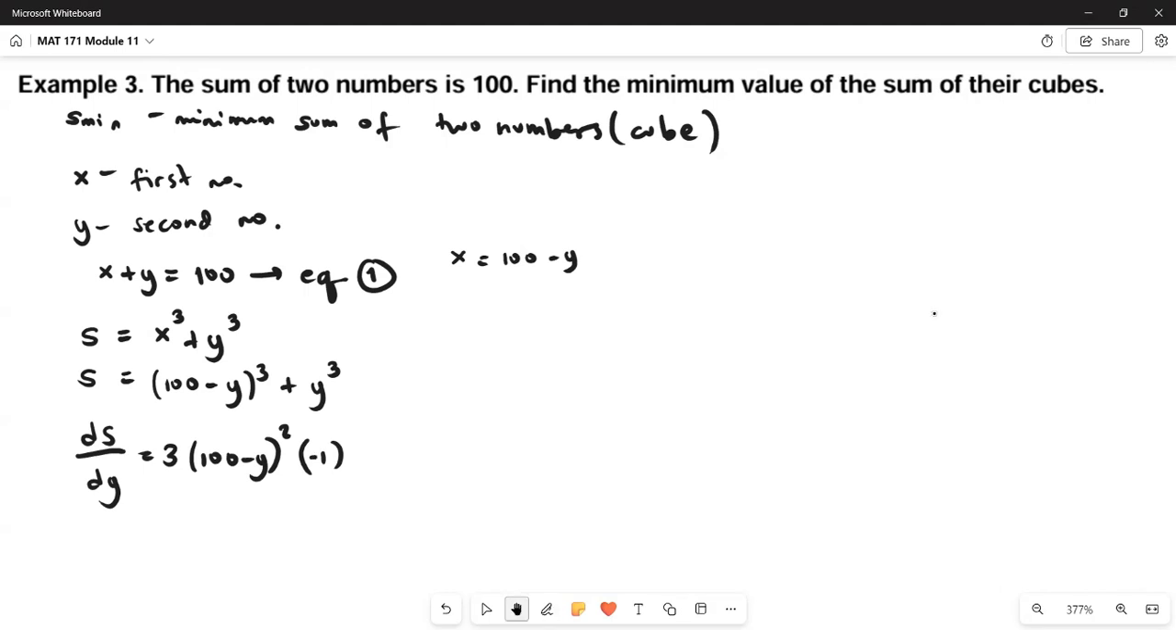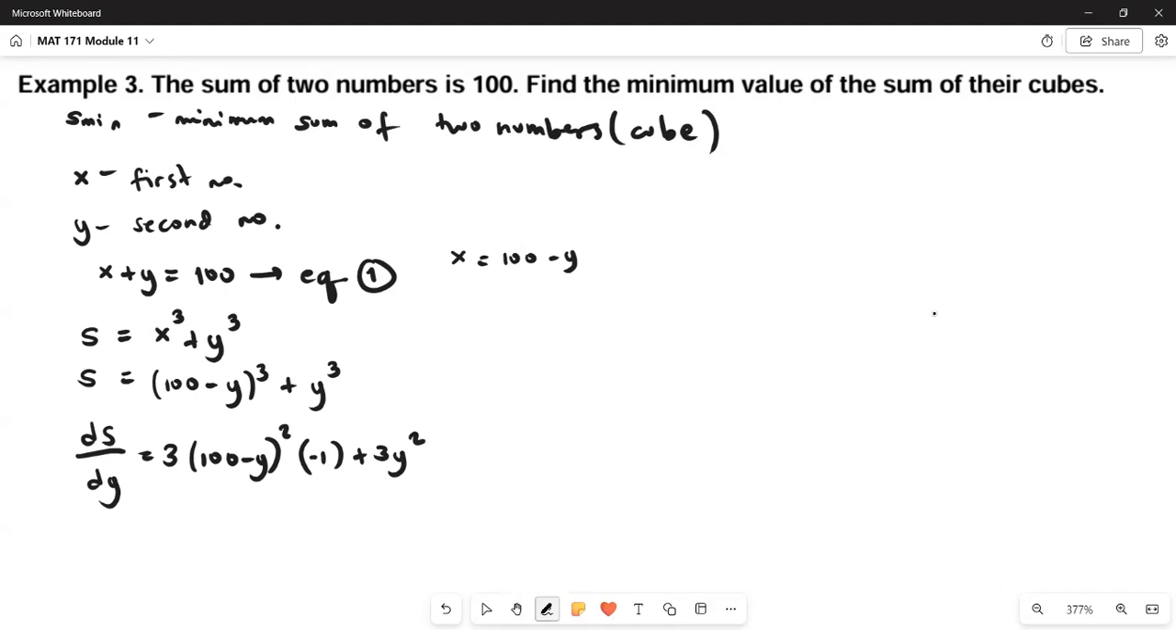Sir, hindi ba yan y prime? Hindi yan y prime kasi in terms of y ang ina-analyze natin. Kung sana in terms of x, magkaka-y prime ka. Well, anyway, hindi siya y prime. Negative 1 siya talaga. So, the derivative of y cubed is 3y squared.